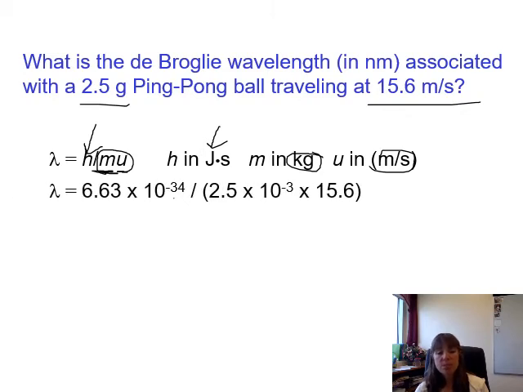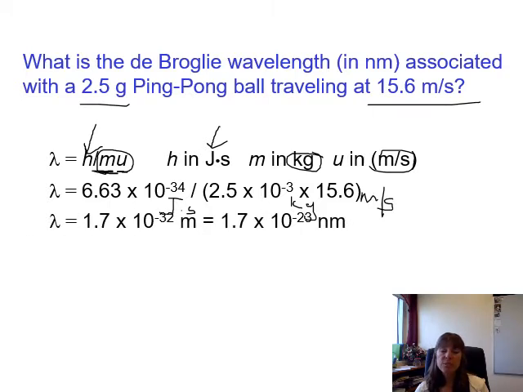So for clarity, a joule-second, this is a kilogram, and this is a meter per second. When you do your calculation and plug in all your numbers, you get 1.7 times 10 to the negative 23rd nanometers.